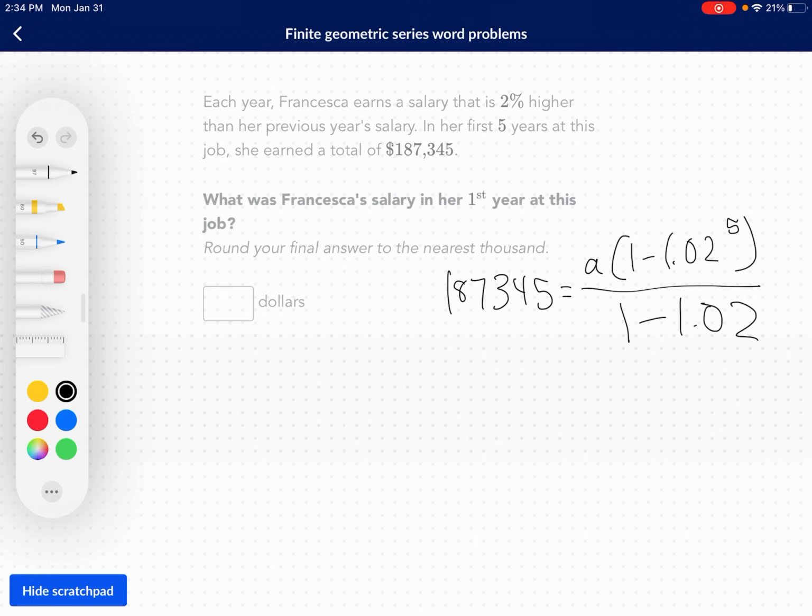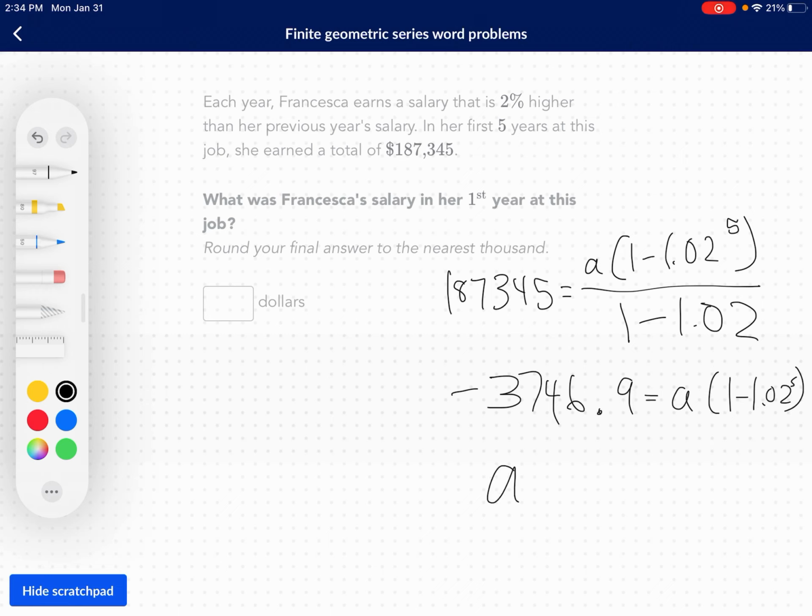So we can do that first. 187,345 multiplied by negative 0.02. You get negative 3746.9 equals A times 1 minus 1.02 to the 5th. We can divide both sides by 1 minus 1.02 to the 5th. So we can do that now. Divide by 1 minus 1.02 to the 5th.